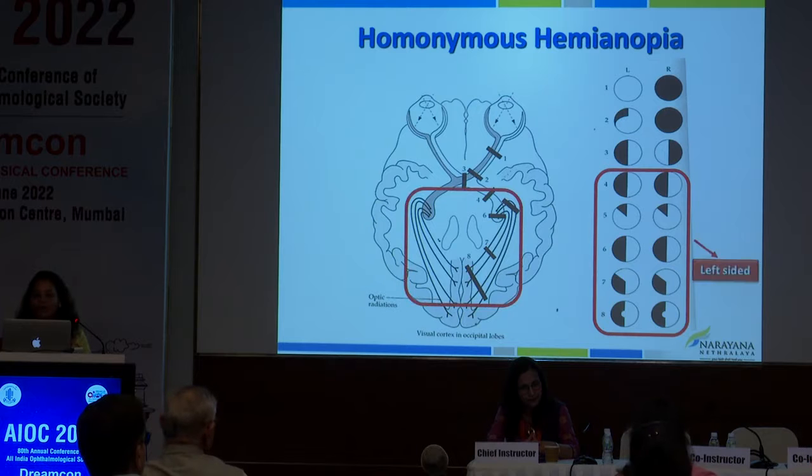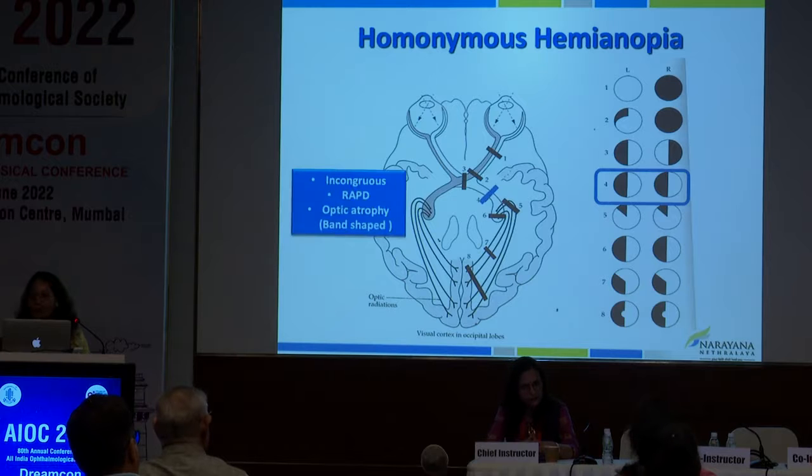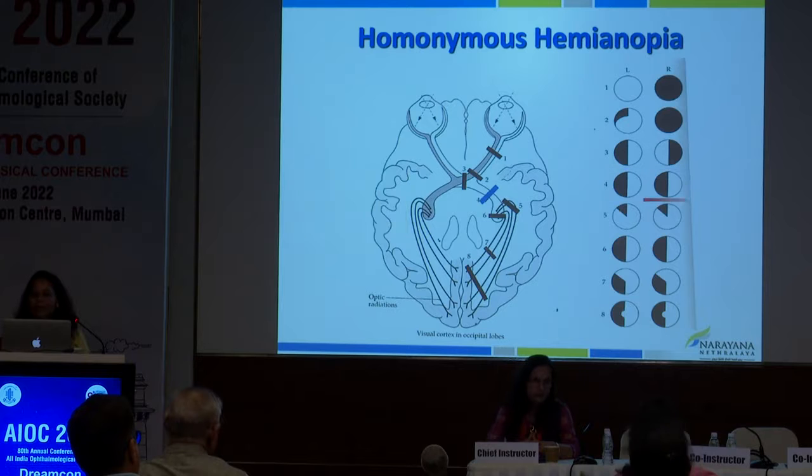And if you notice, these are left-sided, so obviously the lesion is going to be the right optic tract or radiations. Then look at this field. This is the left homonymous defect which you are getting. You will have a defect in number 4, which is basically incongruous, with RAPD and optic atrophy, which are classical features of a lesion like this. This is the optic tract.